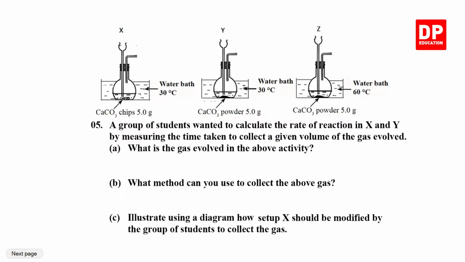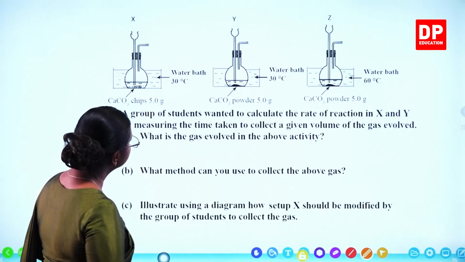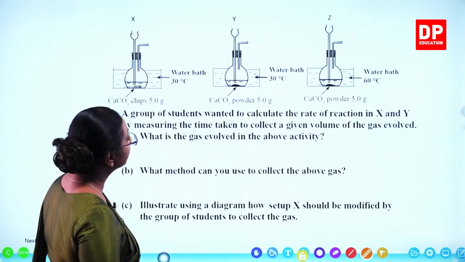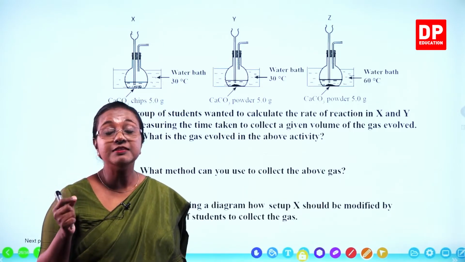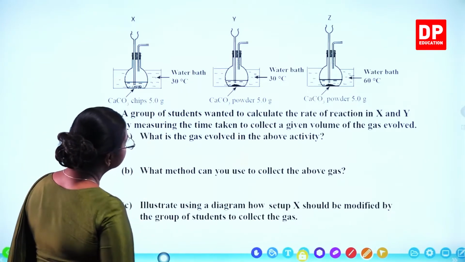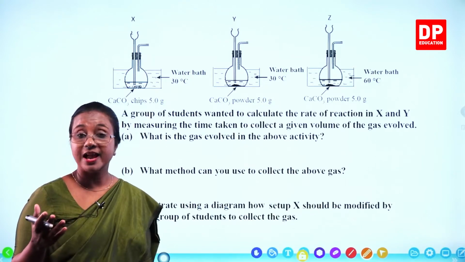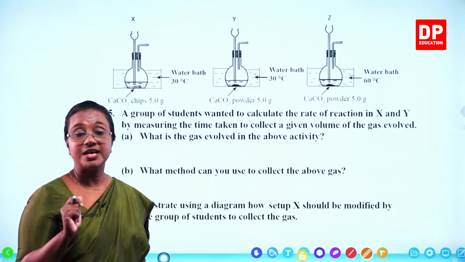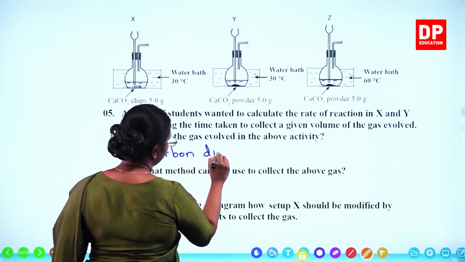The questions are continuing the same diagram, so you all know what happened there during the activity. The fifth question. A group of students wanted to calculate the rate of reaction in X and Y by measuring the time taken to collect a given volume of the gas evolved. So they want to measure the time taken to collect a given volume of the gas evolved. Under that, A part, what is the gas evolved in the above activity? So we have already discussed that calcium carbonate when reacted with hydrochloric acid gives calcium chloride, water and carbon dioxide. Carbon dioxide is the gas. So you can write it as CO2 or you can write it in words, carbon dioxide.